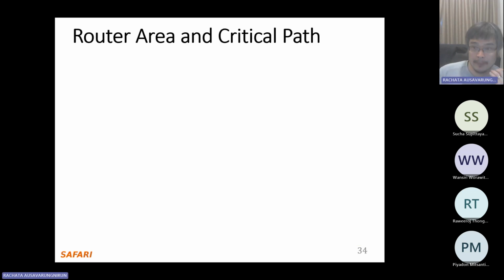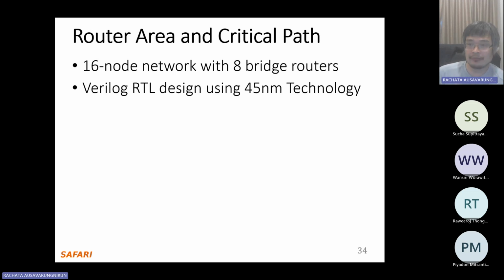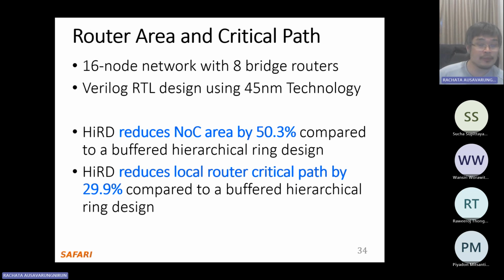And we also evaluate the area and the critical path. Basically, this dictates how fast your router can be and how big your design will be, right? So we have this 16-node network with 8 bridge routers. We verify this in Verilog using 45 nanometer technology. Okay, that's a big technology node, but back then it was decently small. We saw an area reduction of 50%, which is huge compared to the buffered version. For the local router critical path, which means we can clock it faster, we get close to 30% improvement compared to the buffered design.